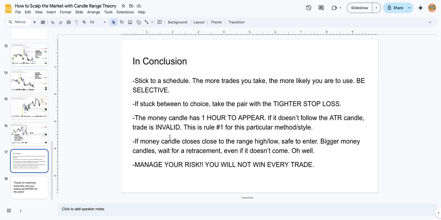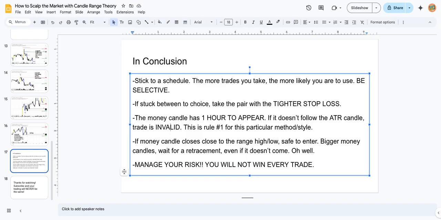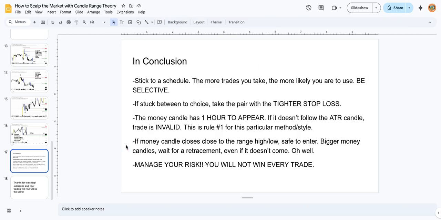That's rule number one. If the money candle does close close to the range high or low, those are the best trades to see. Go ahead and enter as soon as that 1 hour mark does hit. Bigger money candles, wait for that retracement. Even if it doesn't come, then oh well. Sometimes the pair will just go straight down. You miss the trade. So what? There'll be another one in an hour or two. So this thing is 24/7. But again, stick to your schedule. And of course, manage your risk.